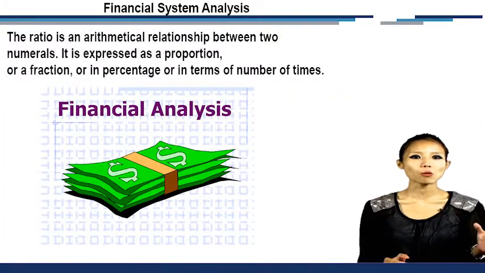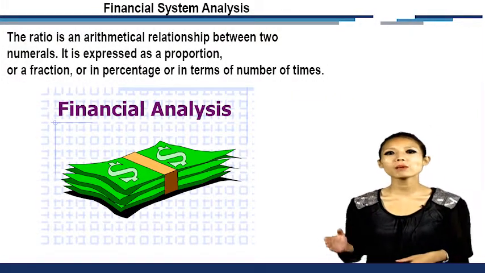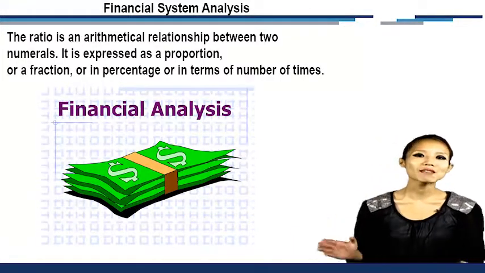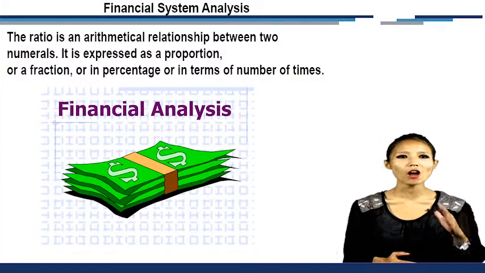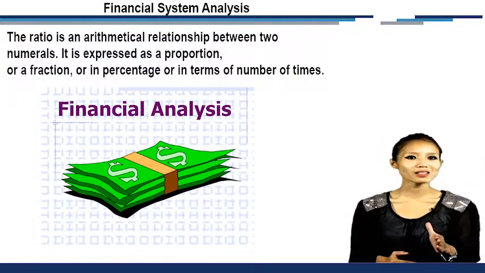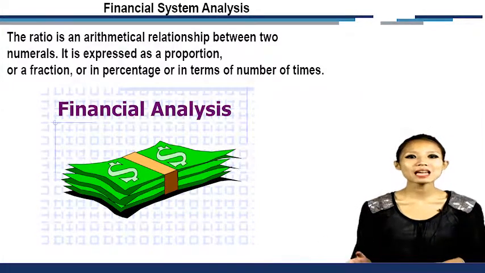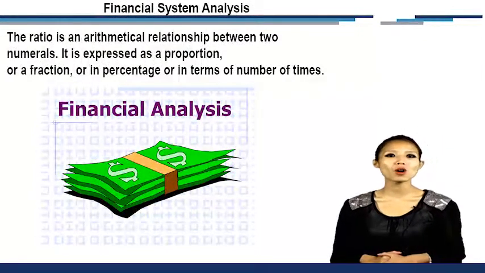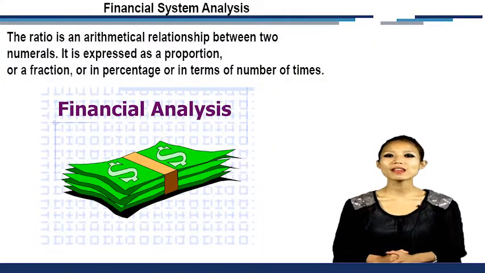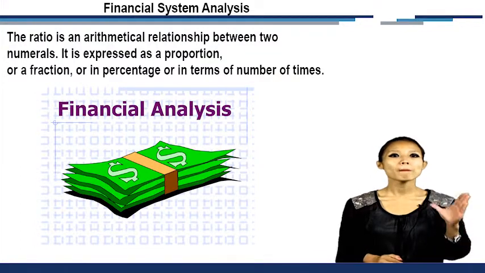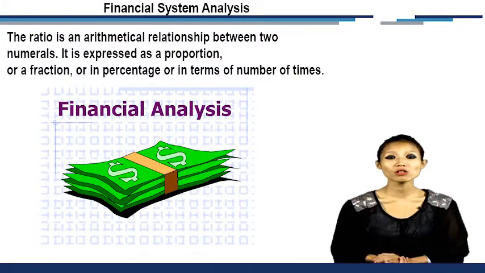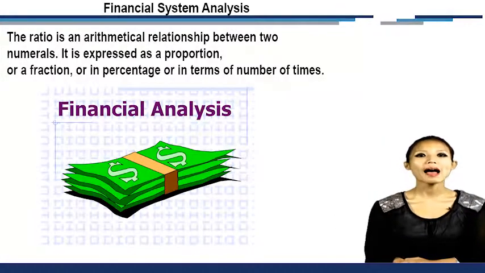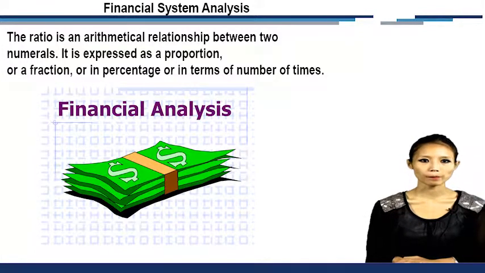It is expressed as a proportion or a fraction or in percentage or in terms of number of times. For example, expenses are 70% of sales, or sales of current year are 4 times more than that of the last year. Net profits are 1/10 of the capital employed, etc. These accounting ratios are ratios formed out of figures taken from financial statements. These are calculated by placing 2 figures taken from financial statements in the form of ratio. They are tools in the hands of users and help the management in taking decisions.